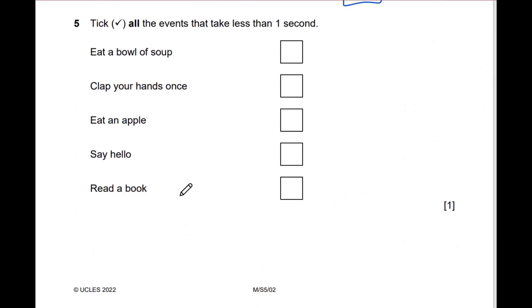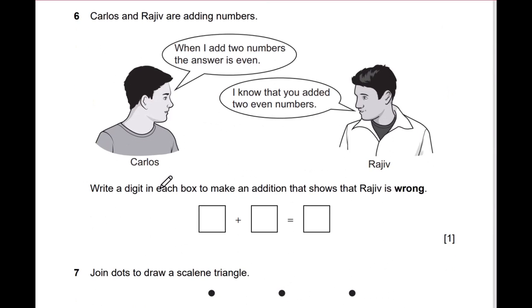Take all the events that take less than 1 second. Wow, 1 second, so quick. Eat a bowl of soup, so it's impossible. Clap your hands. This really can be less than 1 second. Eat an apple, it's impossible. Say hello, hello. Less than 1 second. Read a book, it's impossible. We have only 2. Alright, next question.